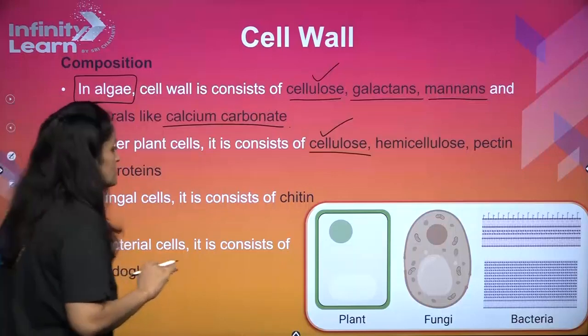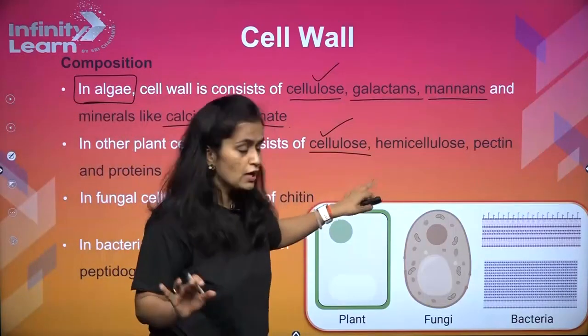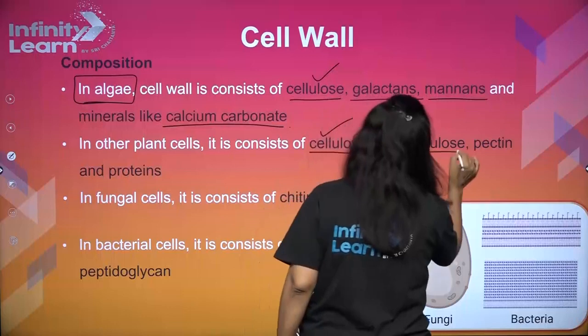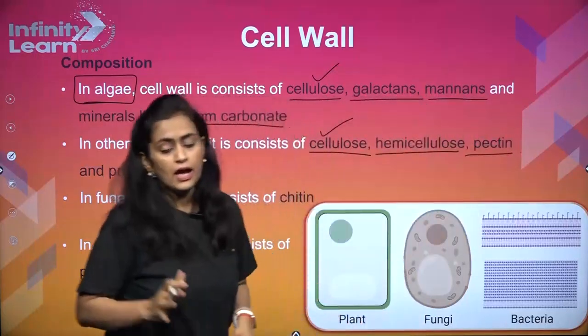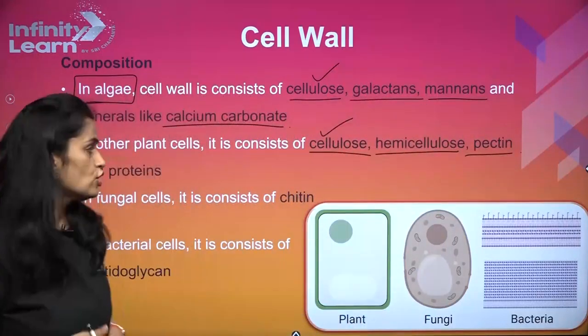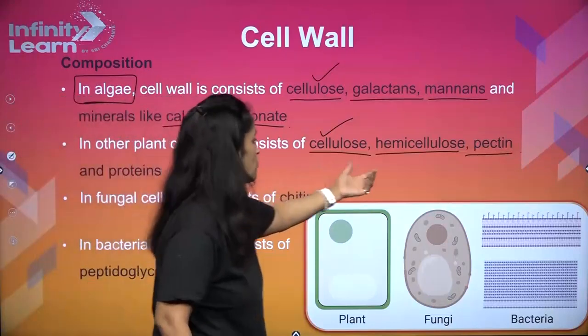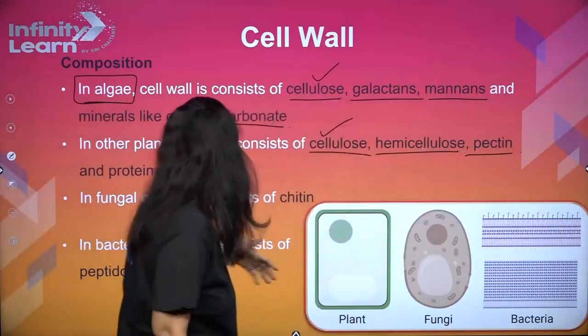If we talk about plants, you know cellulose for sure. It also has hemicellulose and pectin in it. So all of these are carbohydrates: cellulose, hemicellulose, right?